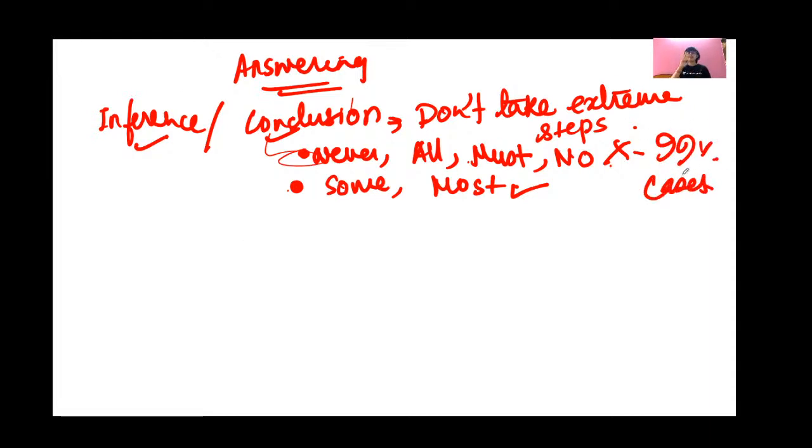Again, this is true in 99% of the cases. In 1% of the cases, this may not be true. But in inference and conclusion cases, this is 100% of the times true. But this is not true in cases when never, all, must, no, these words are explicitly mentioned in your passage. Then that does not count into your inference. That comes to your direct questions, or even your indirect questions, but there you don't need to draw an inference or a conclusion. In that case, you can use these words when they are explicitly mentioned in your passage.